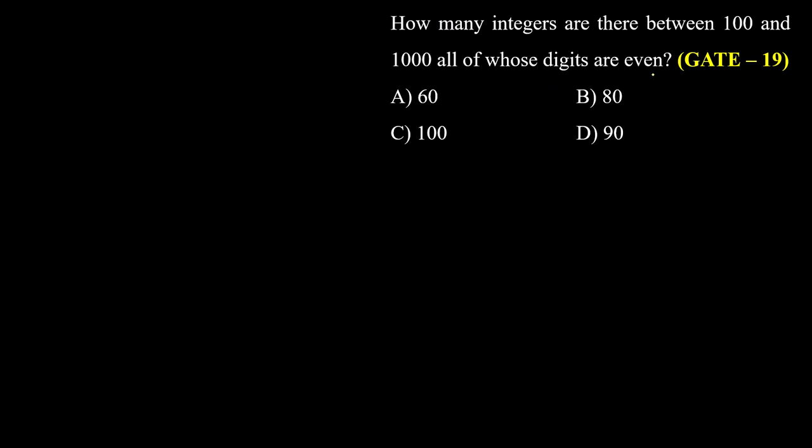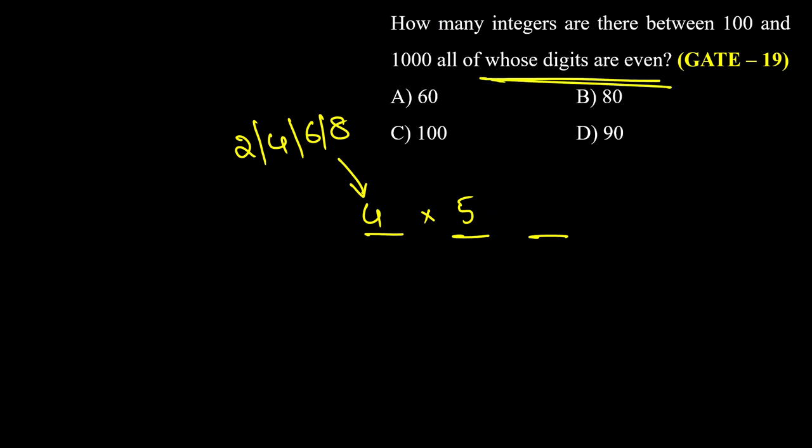So, what's your answer? How many slots are available? Between 100 and 1000 means all numbers are 3-digit numbers only. How many ways can I fill this slot? 4 ways. Superb. 2, 4, 6, 8. Next slot, 5 ways. 5, not 8. Only all digits are even here. They are not asking about an even digit number. There is a different meaning.